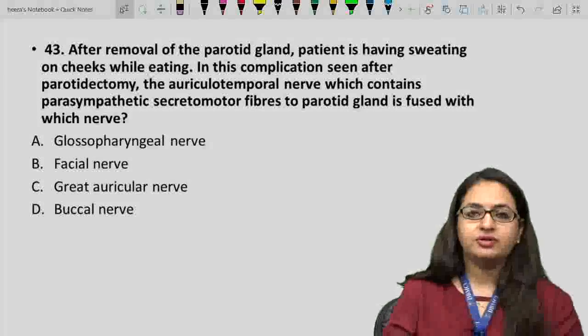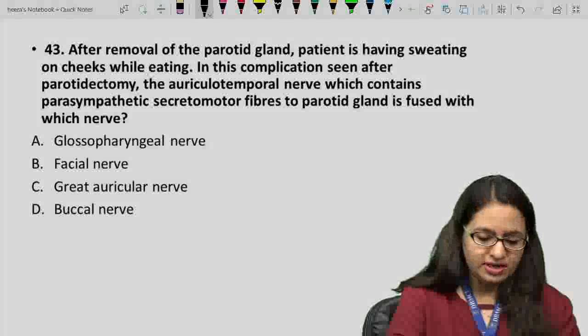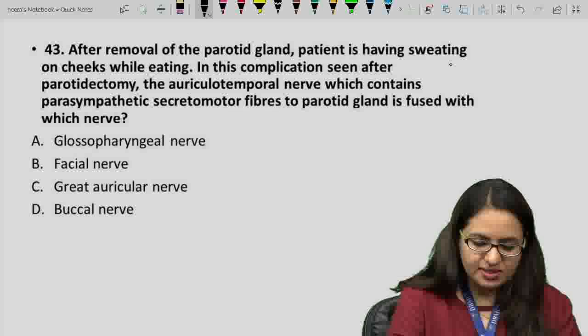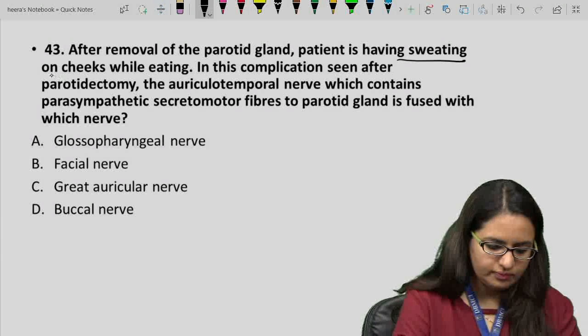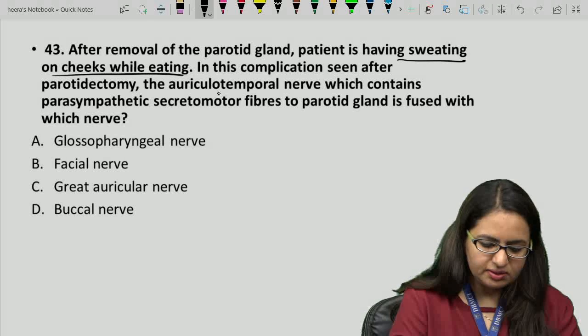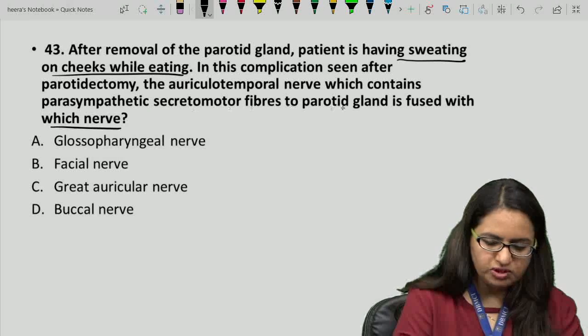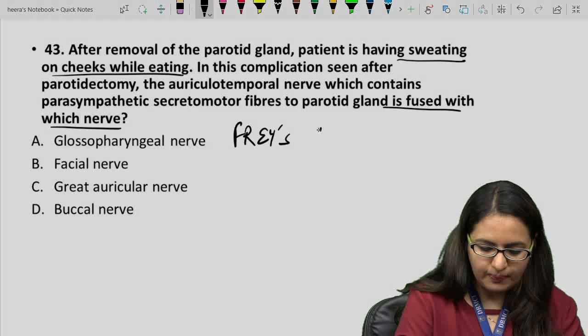For question number 43, it says that after the removal of the parotid gland, so it is regarding parotid surgery, the patient is having sweating on the cheeks while eating. In this complication, seen after parotidectomy, the auriculotemporal nerve, which contains parasympathetic secretomotor fibers to the parotid gland, is fused with which nerve? Now this is a clinical condition known as Frey syndrome.